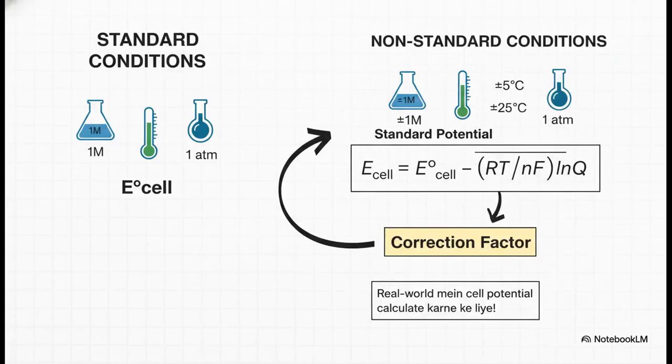But let's be real, the world isn't usually standard. So what happens then? That's where the famous Nernst equation comes to the rescue. It's our real-world formula. You start with that ideal standard potential, and then you use the Nernst equation to tweak it based on the actual temperature and concentrations. It's how you find out the actual voltage a cell is producing at any given moment.